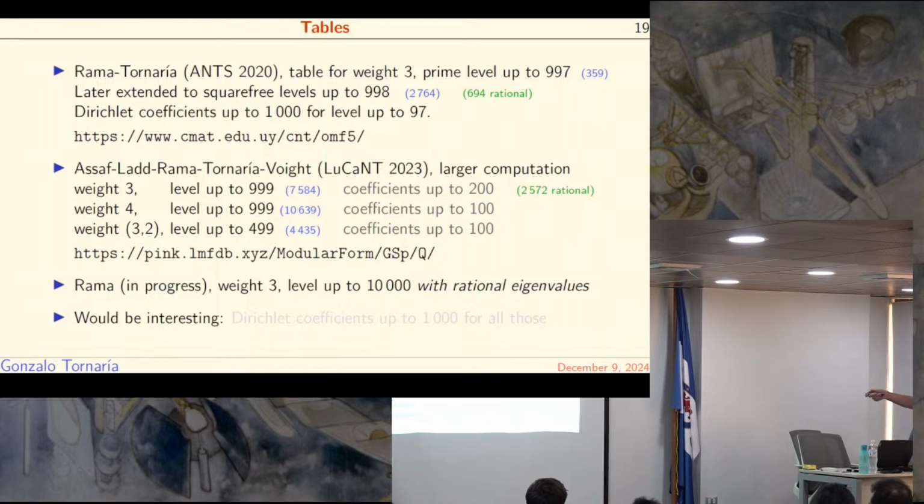So Gustavo is actually working right now on, I think the computer is computing right now, right, extending this table just for rational eigenvalues. Because at some point the spaces grow in dimension, and splitting the whole space becomes more complicated, but for some purposes we really want the rational eigenvalues, just like in Cremona's tables. So, and it would be interesting to compute the Dirichlet coefficients. I don't know, maybe we will, that's a bit harder, or maybe not.